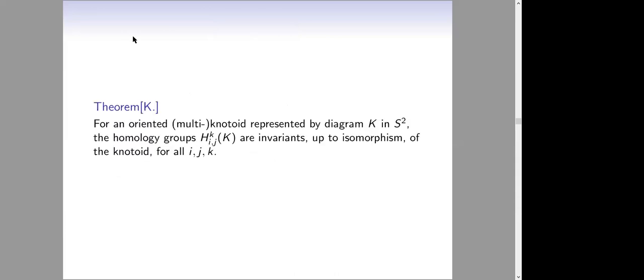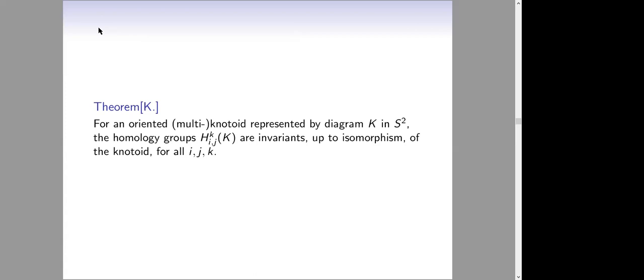Okay, so with these, it turns out that what we get is indeed a chain complex. And if you take the homology of this chain complex, it is an invariant of the knotoid K. For each i, j, k, all these homology groups are invariant up to isomorphism of the knotoid K. Here, I assume that K is a knotoid in S2, by the way. It's not a general knotoid. So this is called the winding homology of a knot.